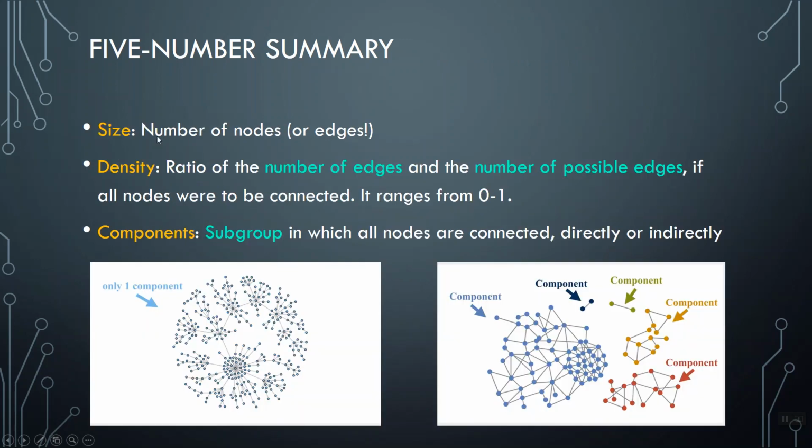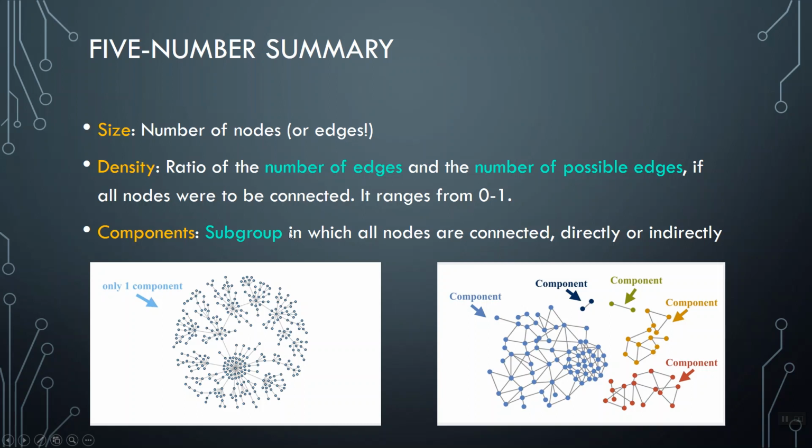So for the size, most people consider that the size of a network is the number of nodes. Some people think that the size is the number of edges, so that's a bit confusing, but most of the time I've seen it as the number of nodes. Then the density is a ratio: the number of edges that you have in your real network, for example, the lines that you have there, versus the number of possible edges. That will be the number of edges if all these nodes were connected. So that ratio will be the density, and it goes from 0 to 1.